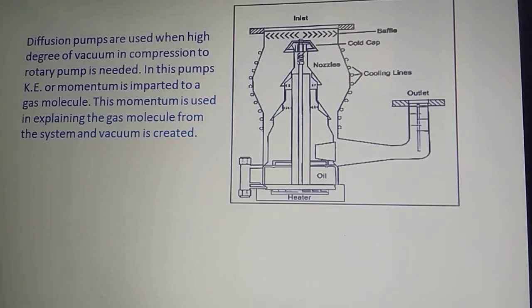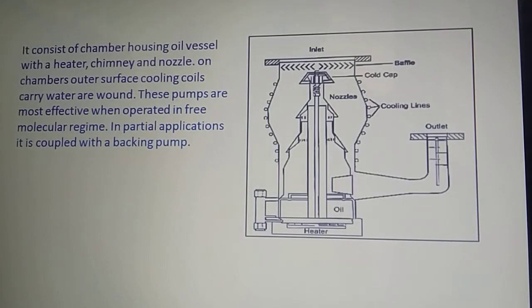So these oil diffusion pumps are used when a high degree of vacuum, in comparison to a rotary pump, is needed. In this pump, kinetic energy or momentum is imparted to a gas molecule. This momentum is used in expelling the gas molecules from the system, and vacuum is created, right?